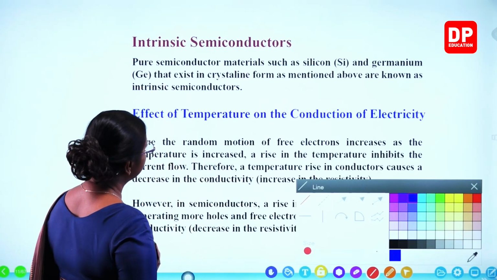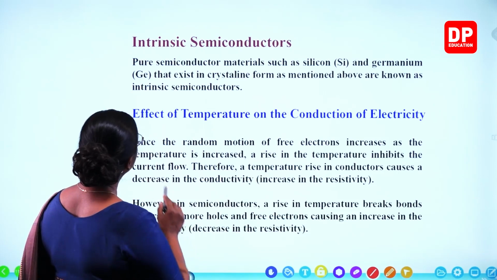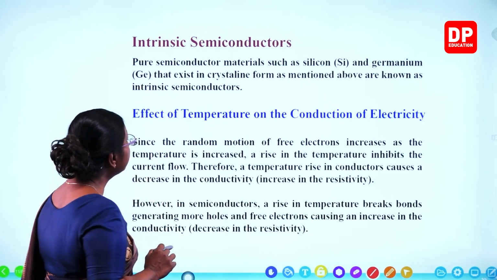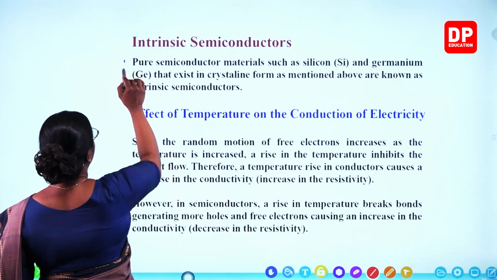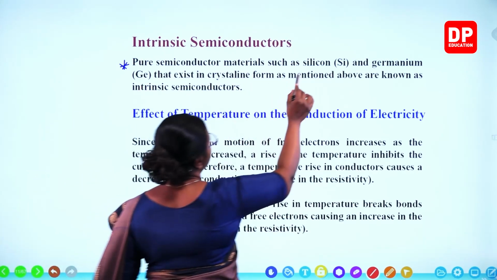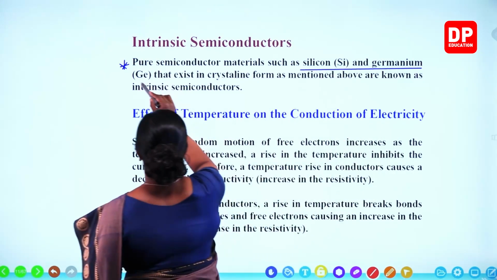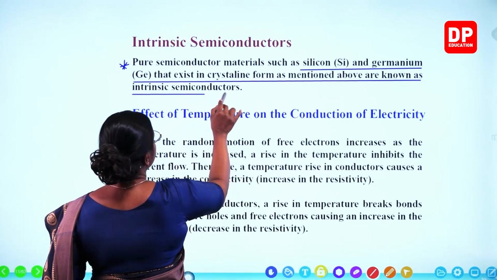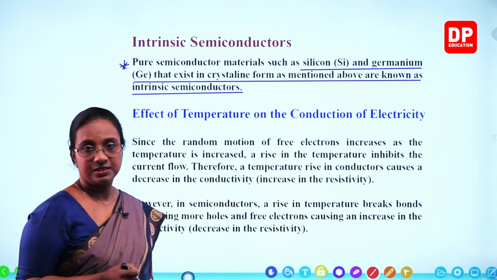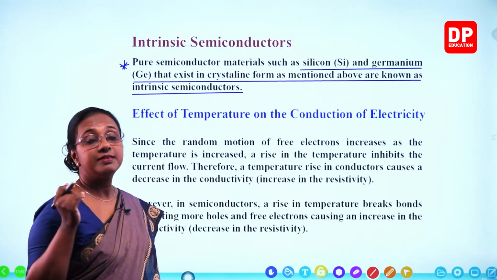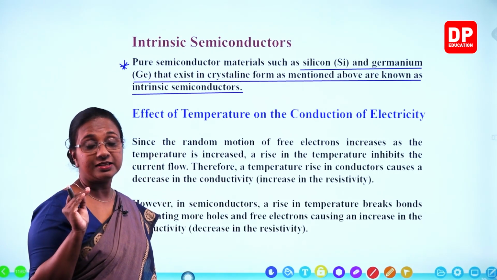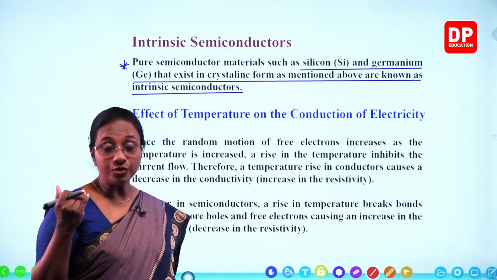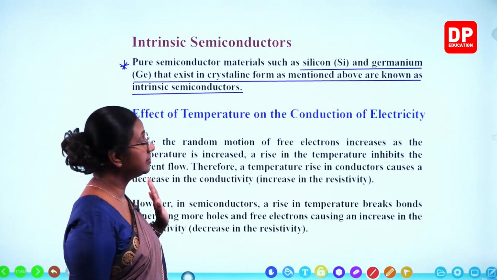pure semiconductor materials such as silicon and germanium that exist in crystalline form as mentioned above are known as intrinsic semiconductors. So this is what we already discussed. So this is when the semiconductors conduct a small amount of electricity at room temperature or at higher temperatures greater than 0 Kelvin. So that is an intrinsic semiconductor.